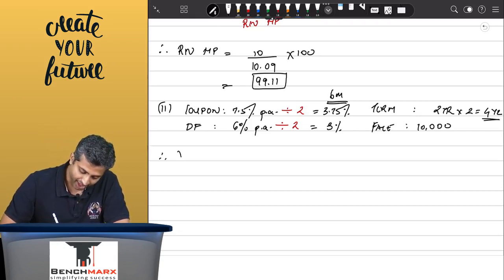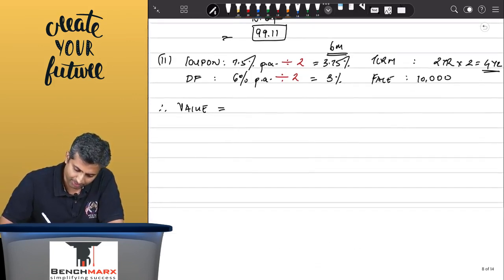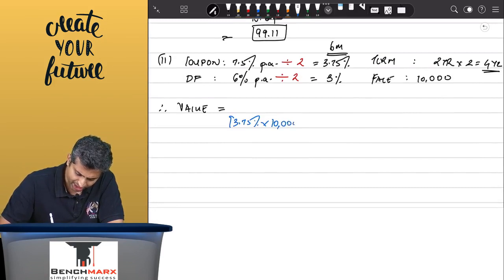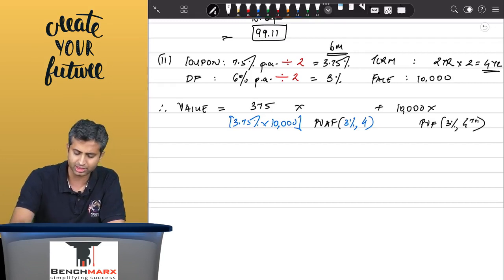Therefore, the value of the bond today is the present value of future cash flows. In this case, you know the future cash flows. Well, they will be, for example, 3.75% of 10,000, which means this will be 375 into the present value annuity factor at the rate of 3% for 4 half years. Plus you are going to get 10,000 back into the present value factor at the rate of 3% for the 4th half year for a consistent working.